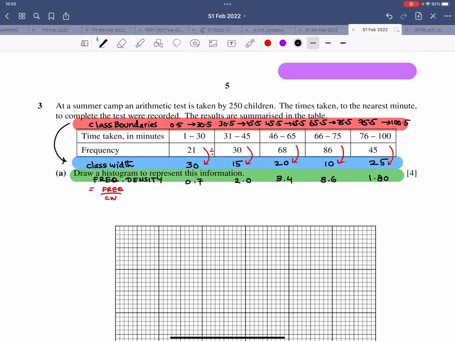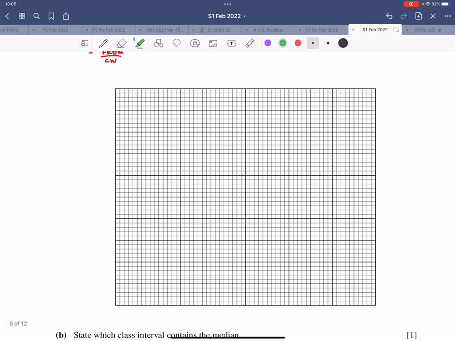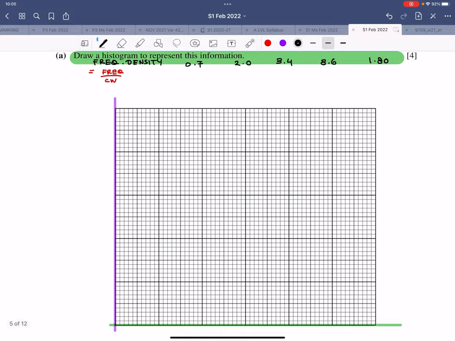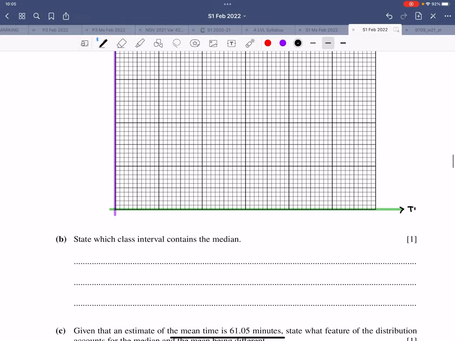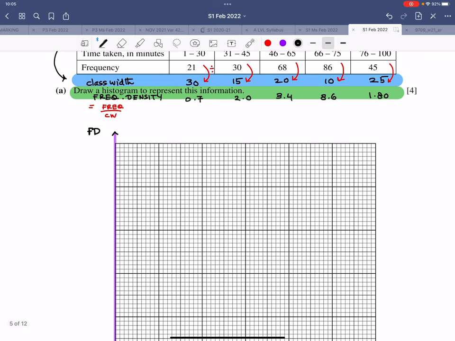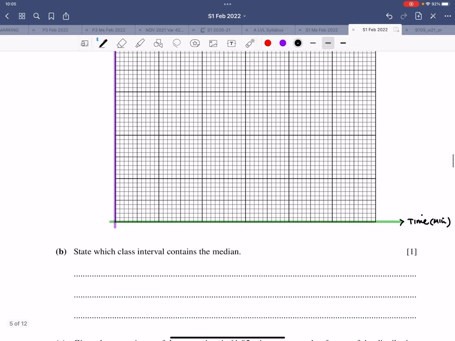So now let's talk about drawing the histogram. You should have the x-axis and the y-axis. And what else is there? The scaling. So this is frequency density, and this is the time in minutes. And the numbering is from 0.5 to 100.5. So this is 0.5, and this is 5 regions.